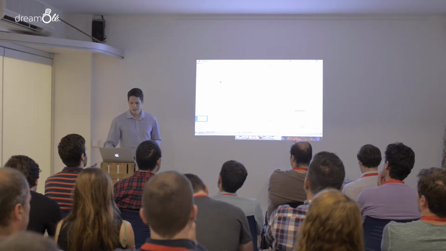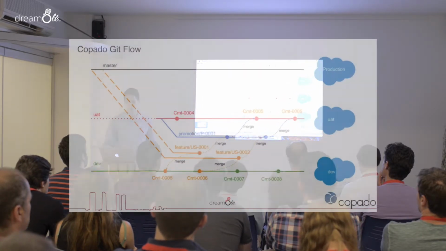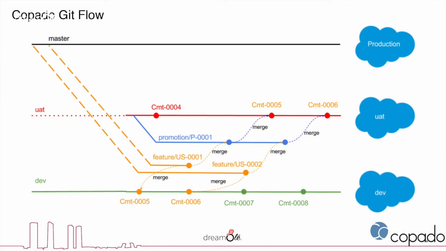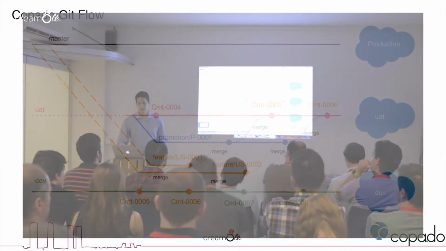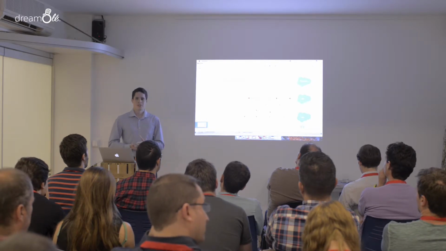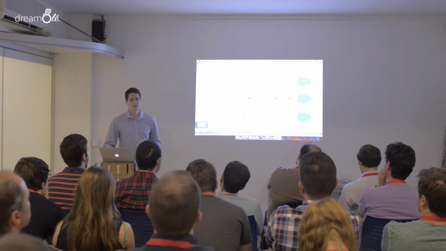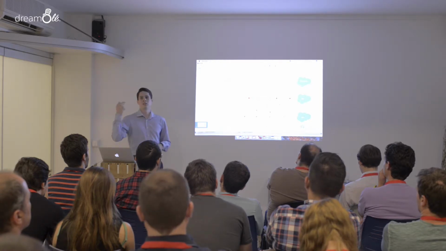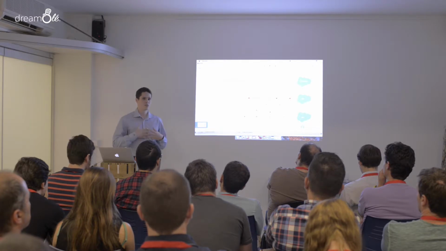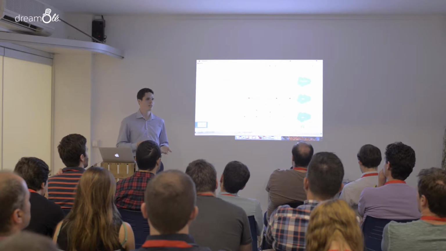So going back to the Git flow graph, when a promotion occurs, Copado creates a promotion branch out of the target branch, in this case, the UAT branch. Then Copado performs the deployment out of this merge. When the deployment completes, Copado merges the promotion branch into the target branch. That way, the UAT sandbox has the new changes, and also the UAT branch is updated with the new changes.